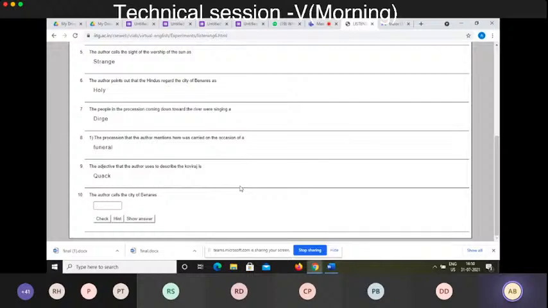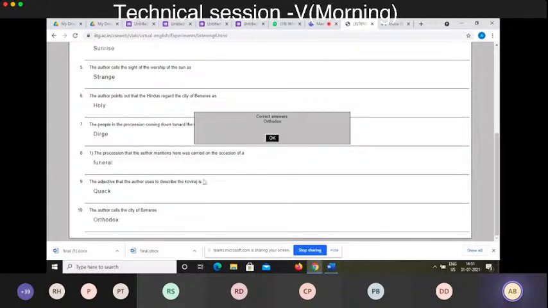The author calls the city of Banaras... What did the author call? Something related to religious, maybe something orthodox. Ma'am, sir, can you go with the hint? The letter O. Orthodox. Yes, that is the correct answer.